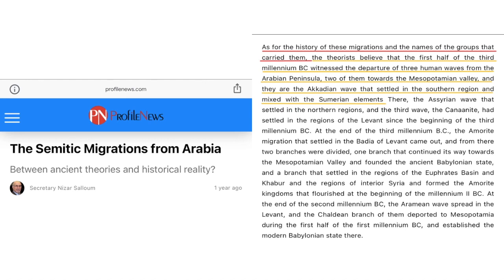This is from The Semitic Migration from Arabia, and it reads, "As for the history of these migrations and the name of the groups that carried them, the theorists believe that the first half of the 3rd millennium BC witnessed the departure of 3 human waves from the Arabian Peninsula, 2 of them towards the Mesopotamian Valley, and they are the Akkadian wave that settled in the southern region and mixed with the Sumerian element."